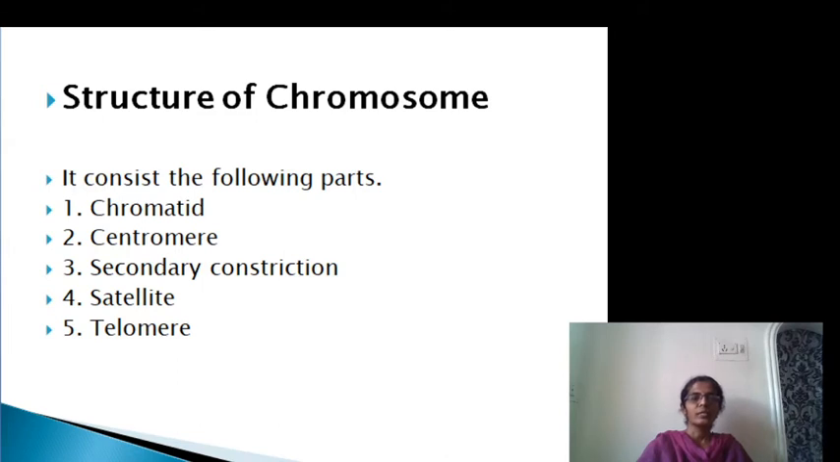First one, chromatid. Each chromosome consists of 2 chromatids. In metaphase, we observe each chromosome consists of 2 chromatids. The chromatids belonging to one chromosome are called sister chromatids. The chromatids belonging to 2 chromosomes are called non-sister chromatids. These chromatids join at the place of centromere and the remaining part is separate.